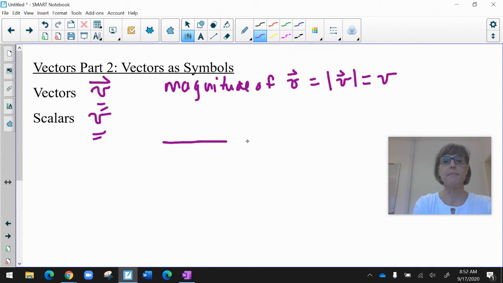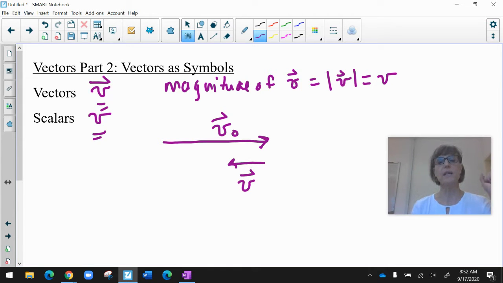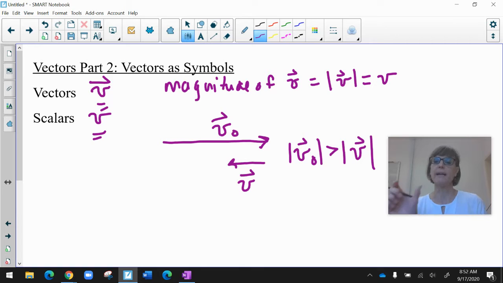So, for example, if I have a vector v0 here, and I have a vector v, I can say that the magnitude of v0 is greater than the magnitude of v because v0 is actually a longer arrow, and we talked in the last video about how the length of the arrow is related to the magnitude of the vector.